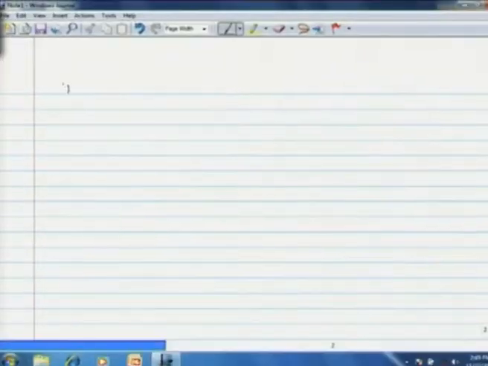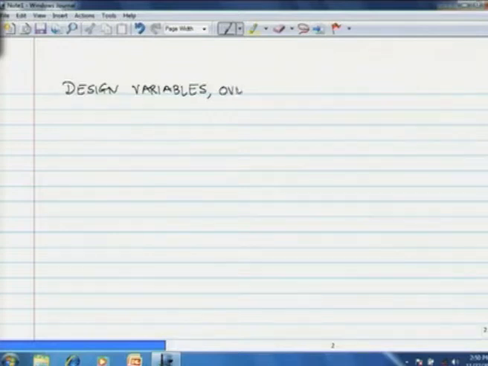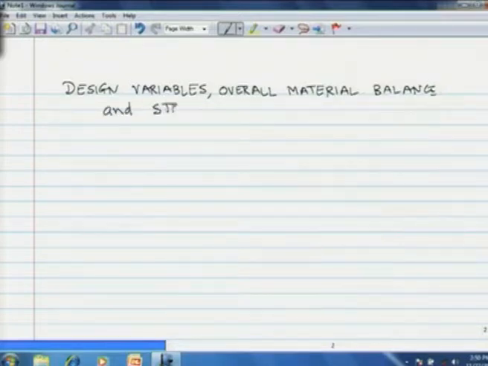We have already seen the first 5 decisions in the previous lecture. So now we go for the 6th decision, that is identification and optimization of design variables. Design variables, overall material balance, and stream cost. That will be the topic of today's discussion.